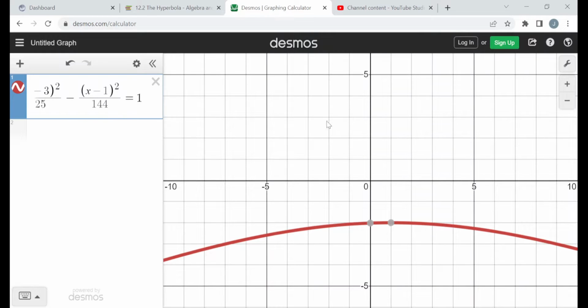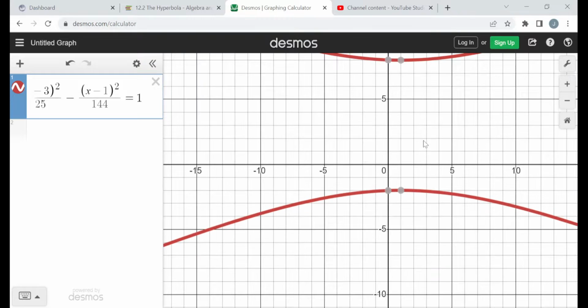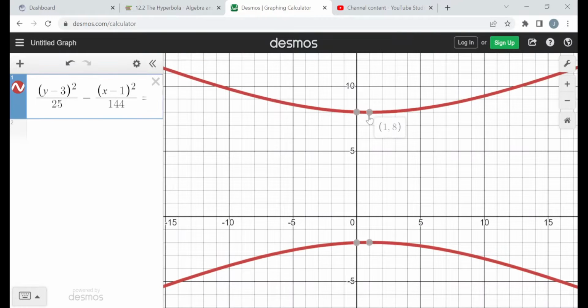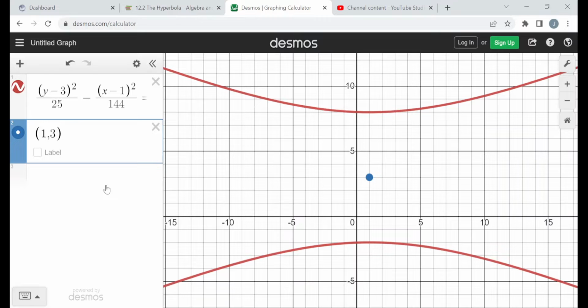Right. Now again, the center is at 1, 3. We saw the vertices, right? The 1, 8 is a vertex clearly. And here, 1, negative 2. Those were the vertices that I was given. I will also plot the center since it's not at the origin, right? 1, 3. So hopefully it's clear and obvious that this is halfway between those two curves.